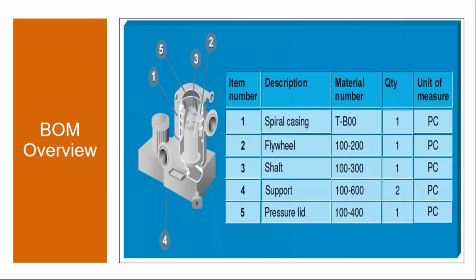Suppose you want to manufacture a pump. To manufacture a pump, you need these materials: spiral casing, flywheel, shaft, support, pressure lid. These are their quantities, how much quantity is required. This is the material number, the material code. These are the material codes, and this is the unit of measure. So this information is maintained in the bill of material.